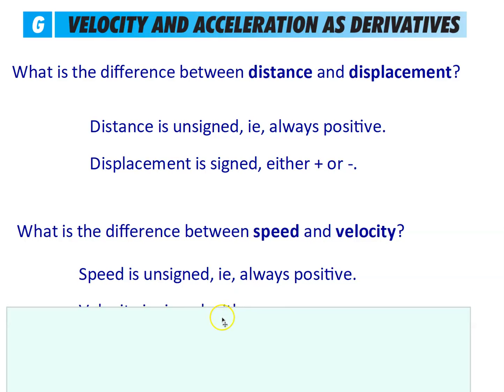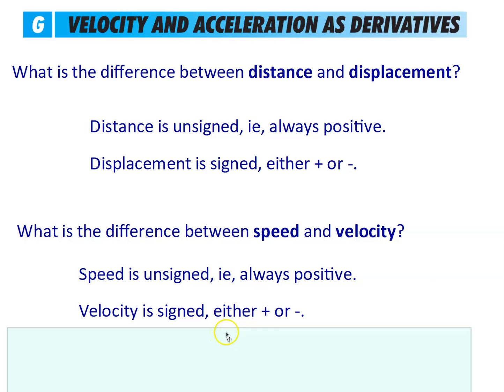Direction doesn't matter. Velocity can be positive or negative. So if I'm traveling at a velocity of 100 kilometers an hour in a straight line from point A to point B, when I travel from point B back to point A, I'd be traveling at negative 100 kilometers an hour. So in other words, for velocity, the direction of travel is also important. So displacement and velocity can be either positive or negative, depending on the direction of travel.